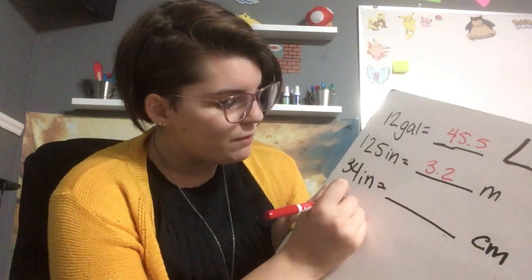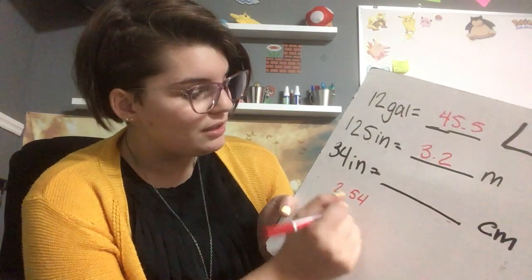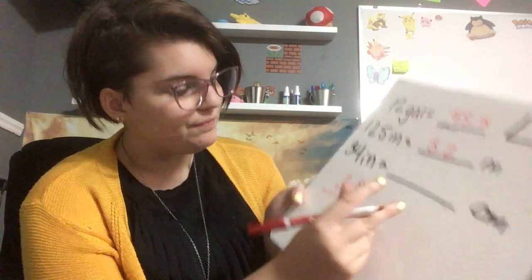All right, and then number 5, 34 inches to how many centimeters? We already know inches is bigger than centimeters, so we're going to multiply because we're going from larger to smaller. Okay, so we know that there are 2.54. I'm going to write it and then put it up. 2.54 centimeters for every inch, and there are 34 inches.